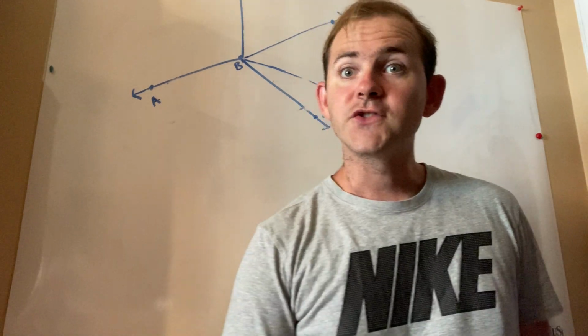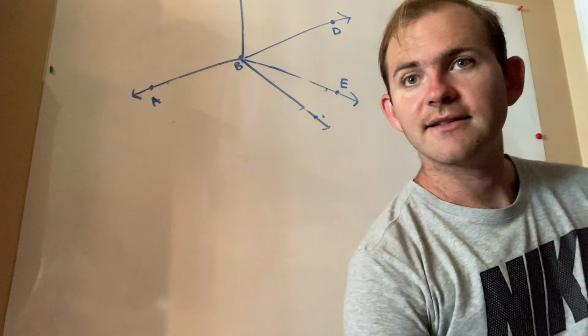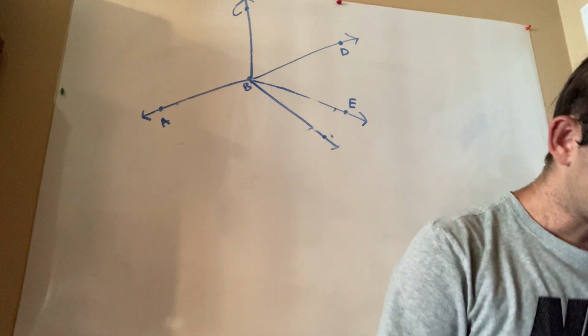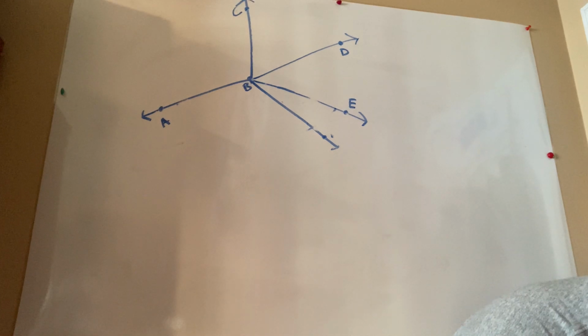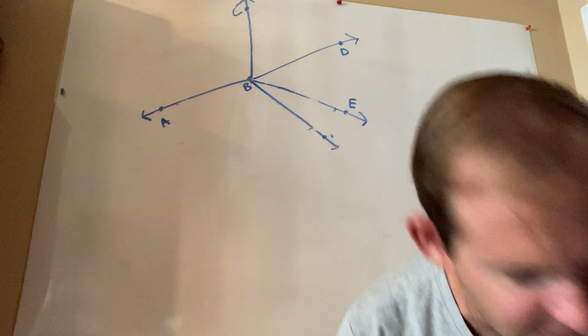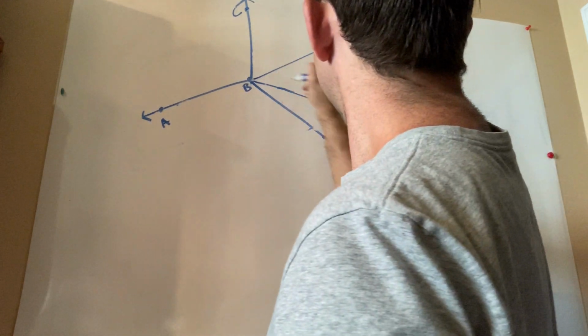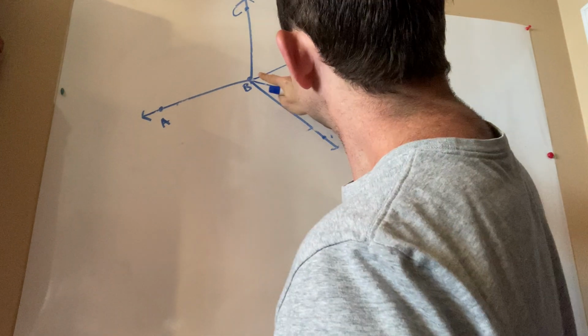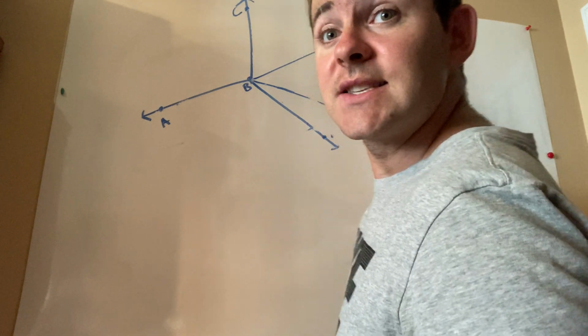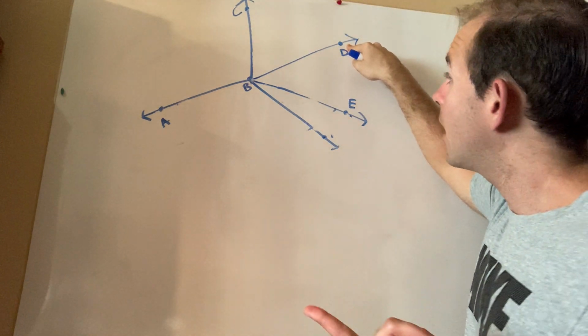Okay, so let's take a look together at example number 10. This time they tell me that BD bisects angle CBE. What does bisect mean? It means to split into two equal parts.